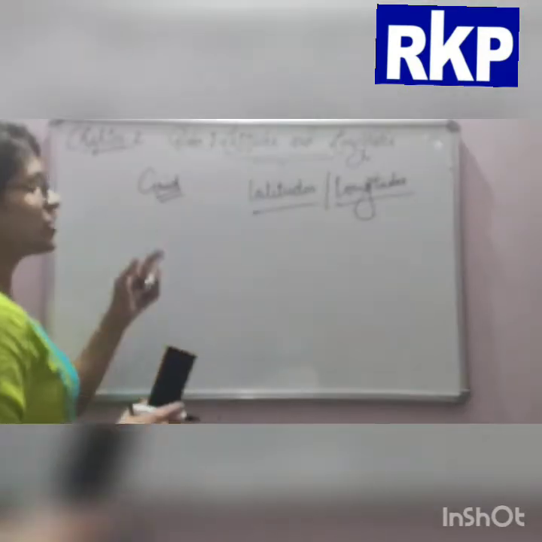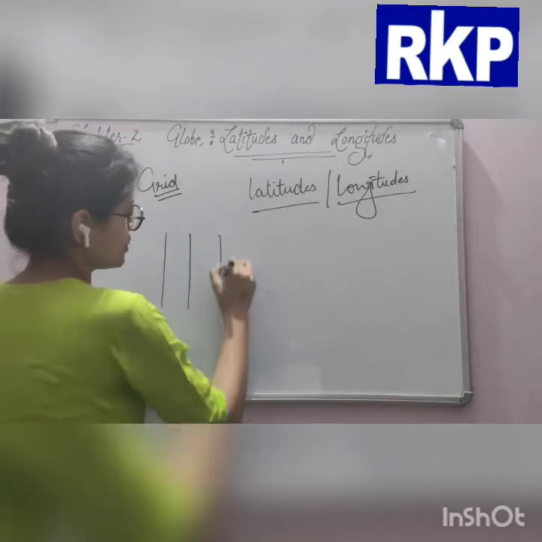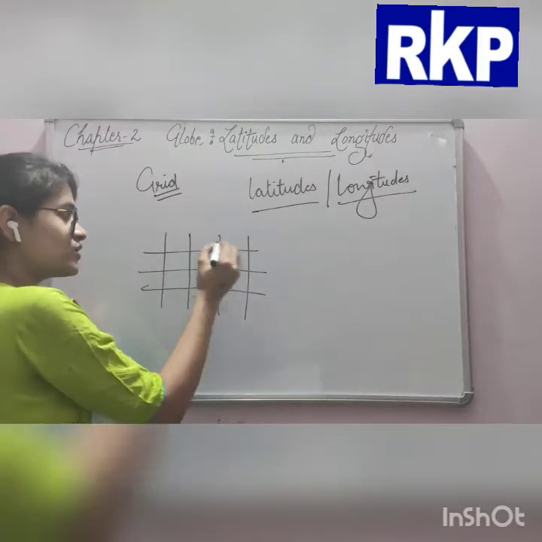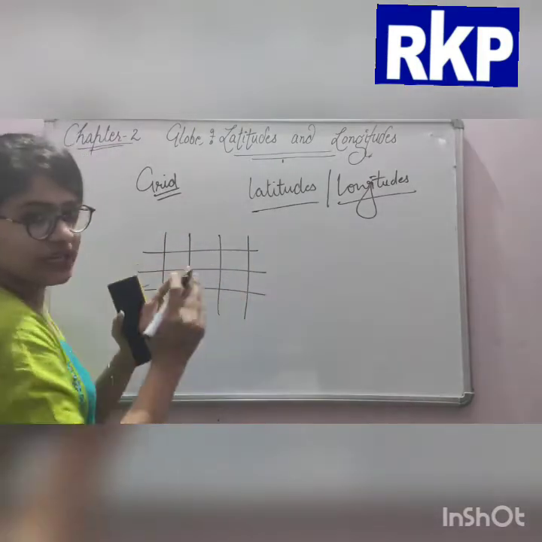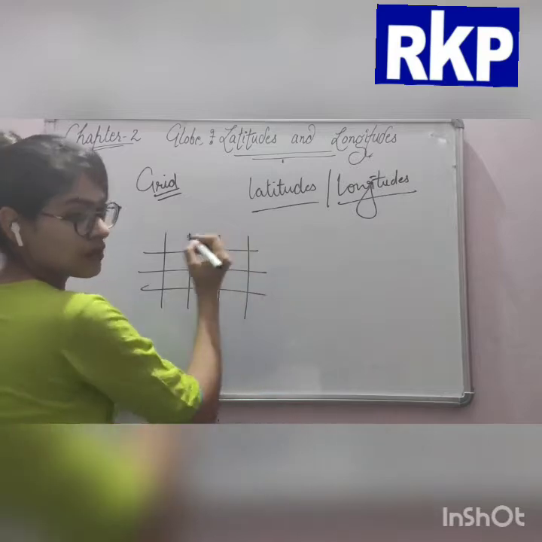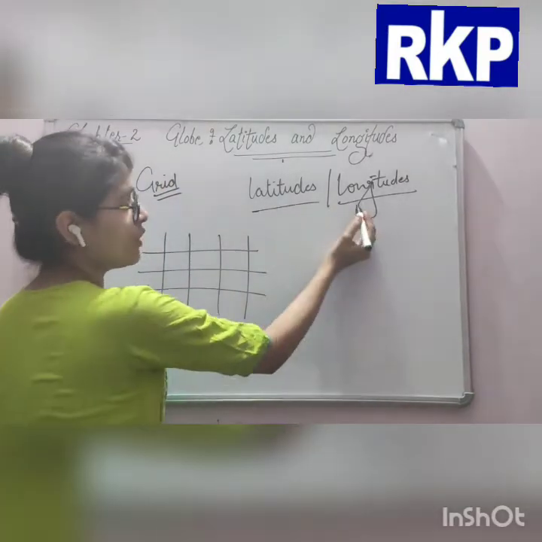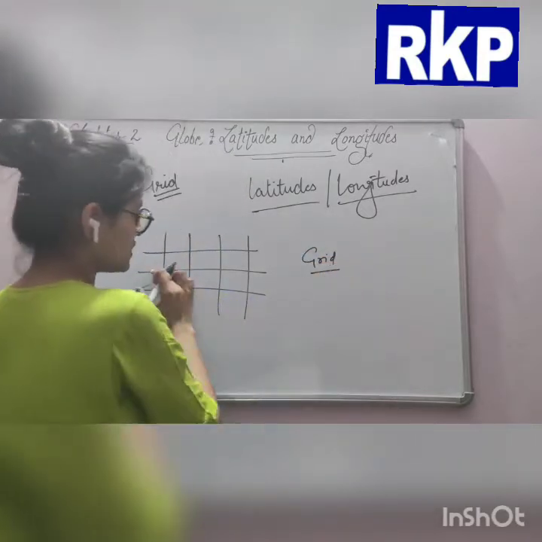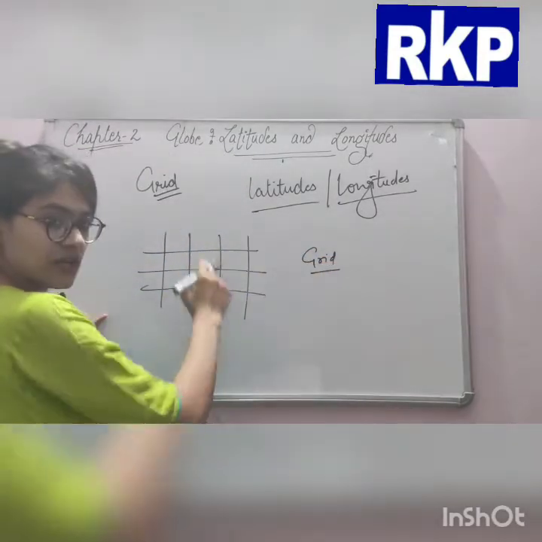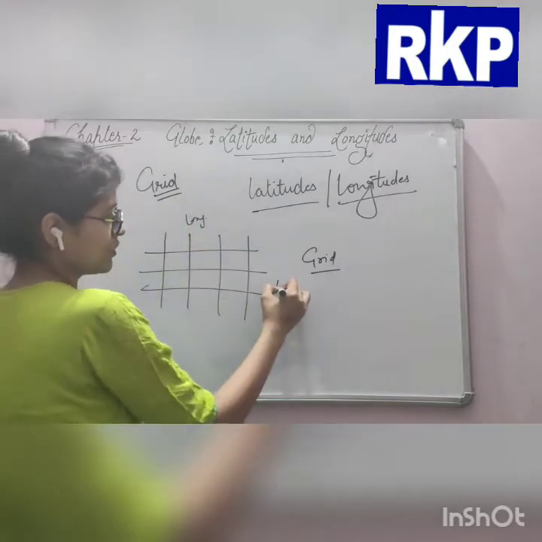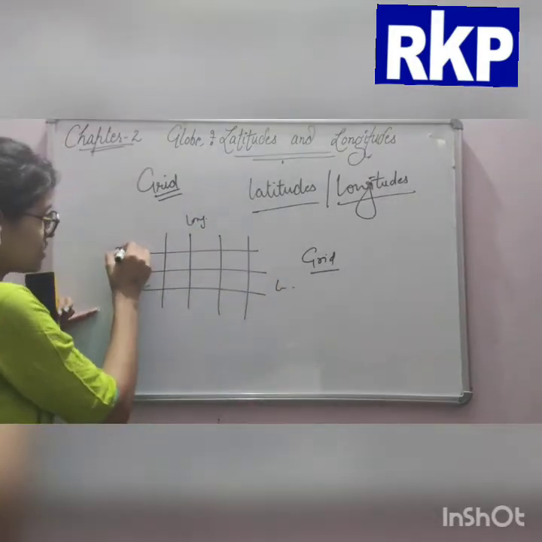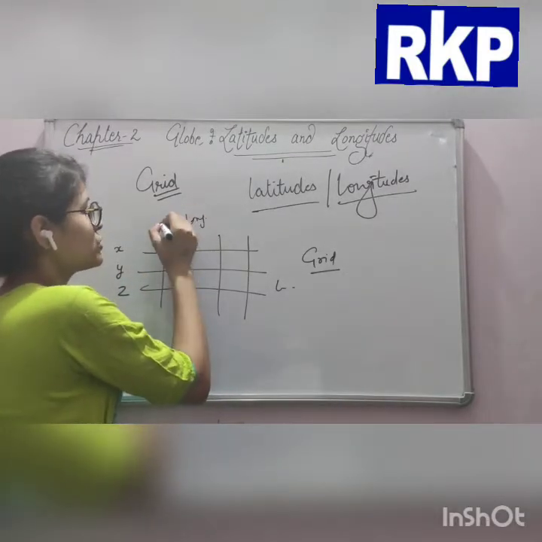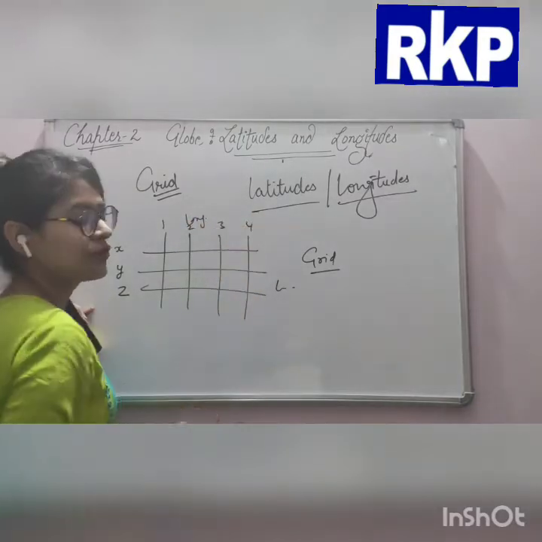Suppose these are longitudes, these are latitudes, and this is called a web, which becomes a grid. So this is called a grid, where latitudes and longitudes intersect each other. These are latitudes and these are longitudes. So we are giving them names. This is X, this is Y, this is Z. And suppose this is 1, 2, 3, 4.